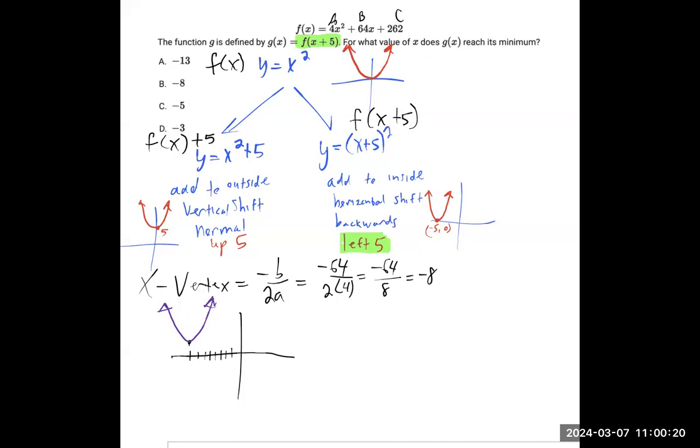It's basically saying when we move this thing to the left by 5, at what x value will it be right now? So right now, we know that this is the moment when x is negative 8. If you move to the left by 5, it's going to be the moment where x is now negative 13. And so for what value of x does it reach its minimum? At negative 13, even though we never really needed to find out what the height was.